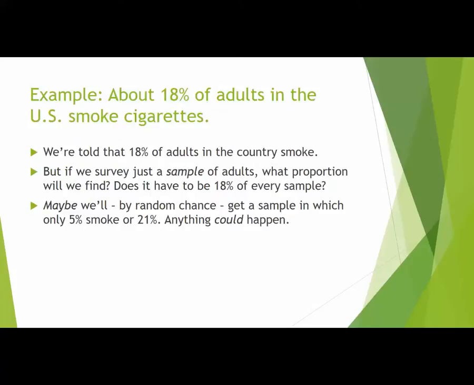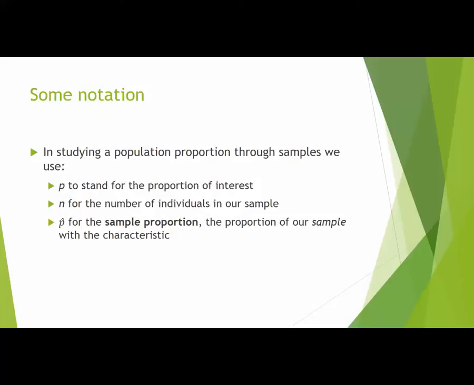So here's an extended example just to help us get specific. We're given that about 18% of adults in the US smoke cigarettes. If we survey just a sample of adults, what proportion will we find? Does it have to be 18% of every sample? Well, of course not. We could get a sample in which only 5% smoke, or 21%, or 32%, or 19%. Anything could happen. And what the sampling distribution is going to tell us is what does happen and how likely. So of course anything could happen, but they're not all equally likely.